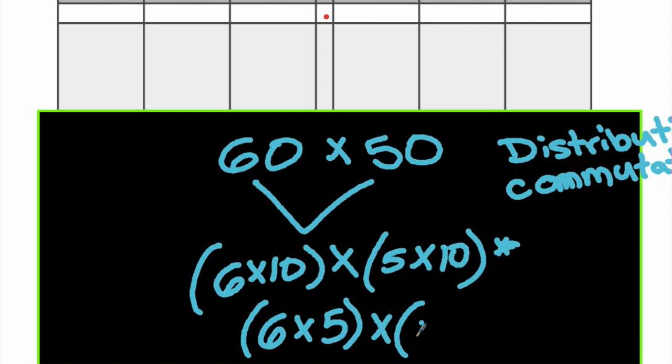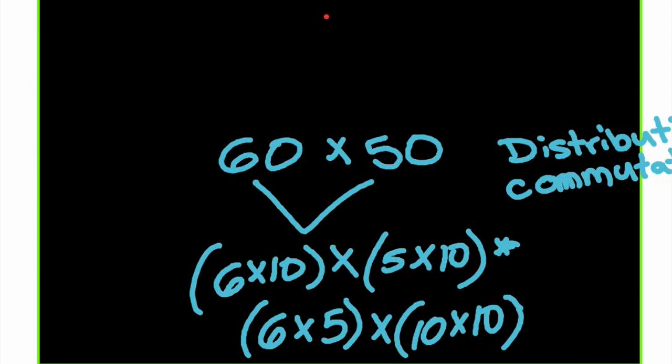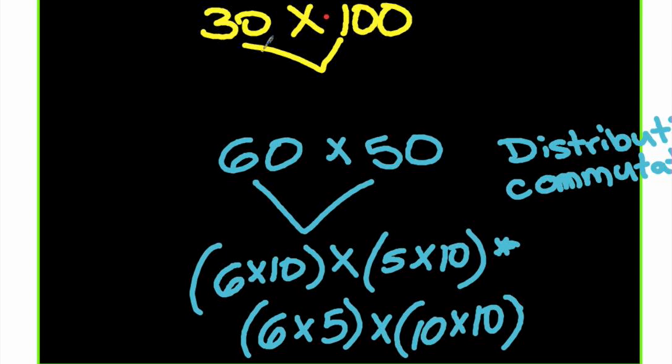2 times 10. And now that's... So if I were to solve this problem now, I would have 6 times 5, which is... 6 times 5? 30, times, what's 10 times 10? 20? Nope. 100. And we know that in this case, you would say 3 and then however many zeros, right?